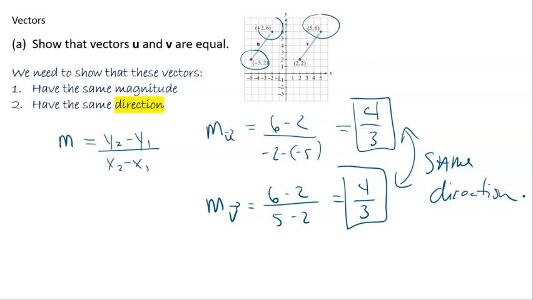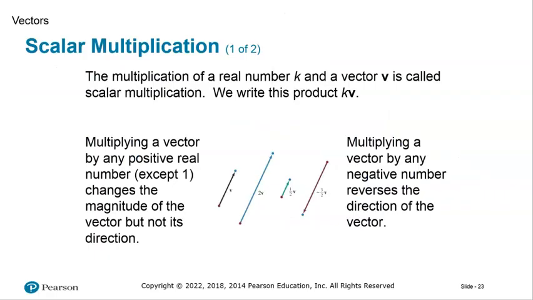If the magnitude were to be different or the direction were to be different, then these vectors would not be equal. You have to show both. Now let's spend a little bit of time talking about vector operations, like what can you do with vectors, and what do I mean by operations, like multiplication, addition, subtraction, that sort of thing.